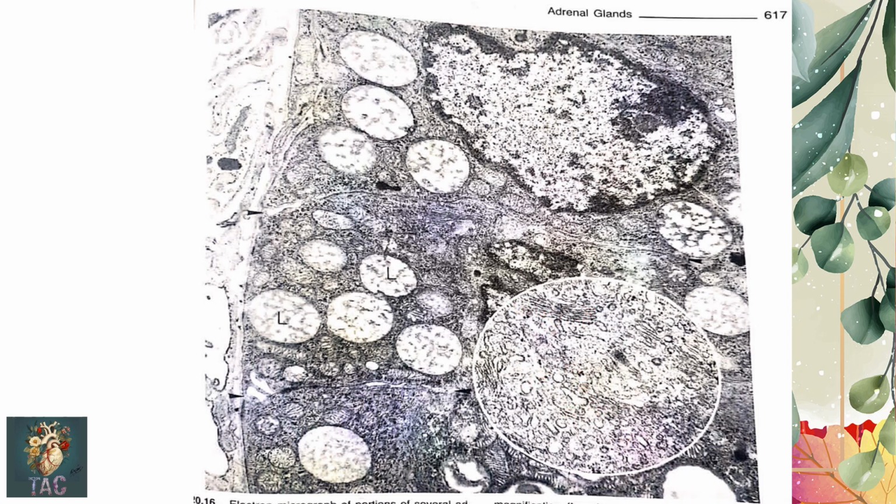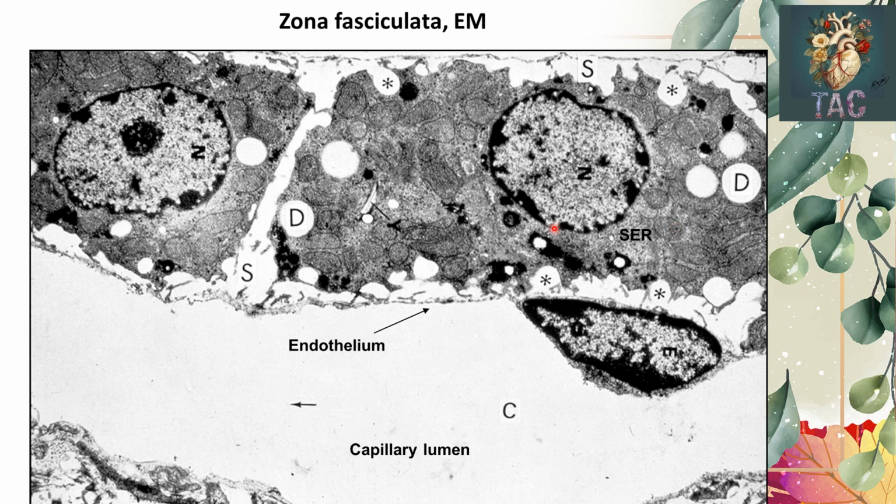This is another beautiful diagram, a transmission electron micrograph of two cells of the zona fasciculata. Here is the nucleus of one cell, lipid droplet, and this is another cell, and these are the lipid droplets which are present. In addition, you can also see the mitochondria over here which are larger mitochondria, and then you can see the endothelium. This is fenestrated endothelium, and this is the nucleus of endothelium, and here you can see the capillary lumen.